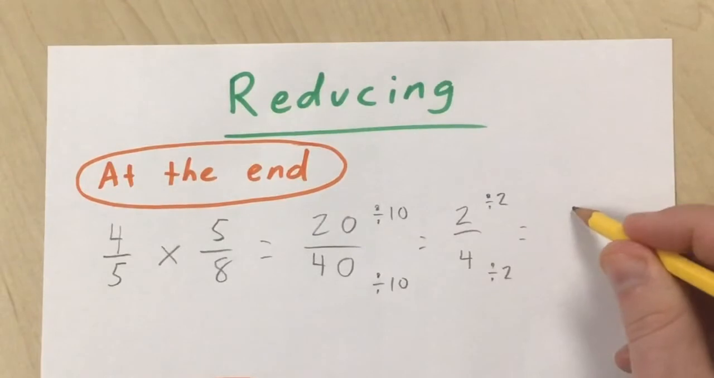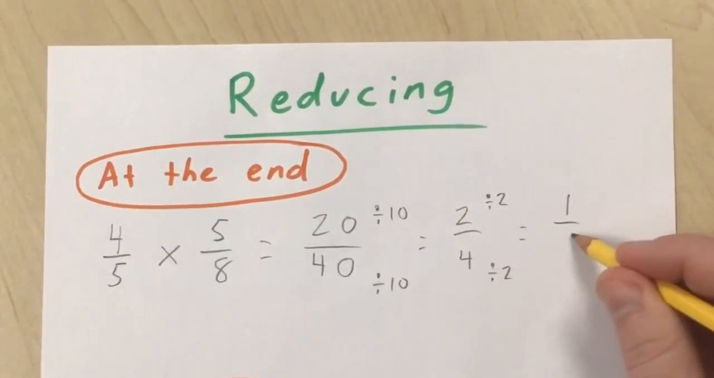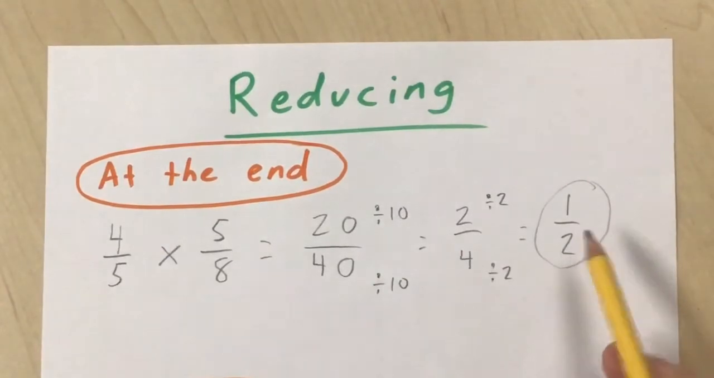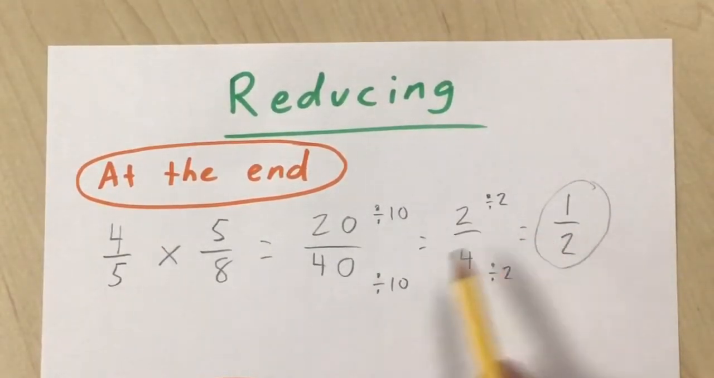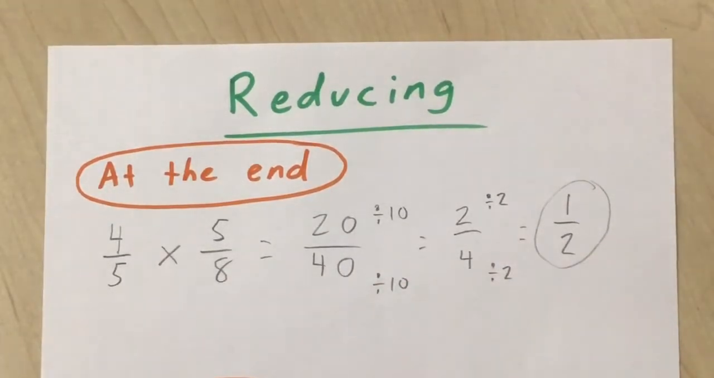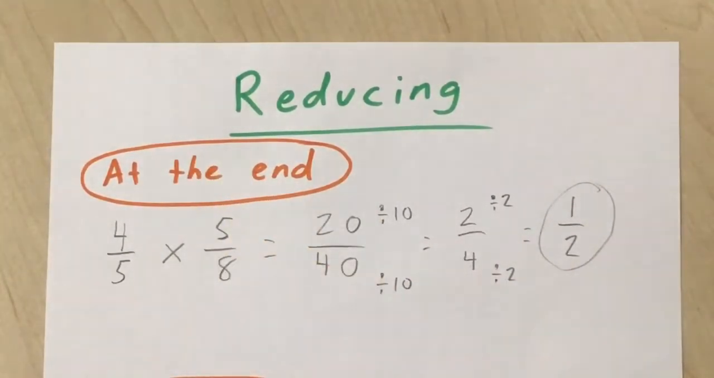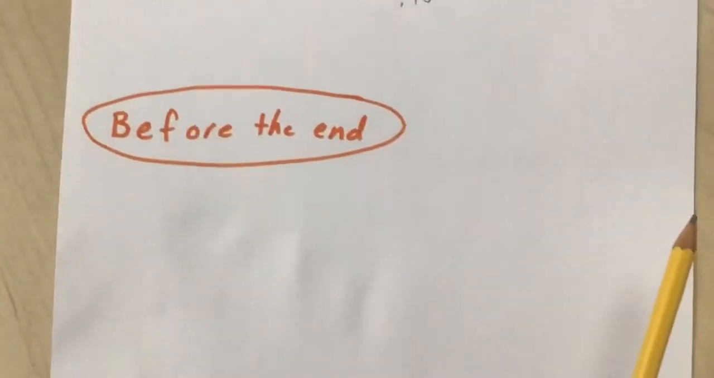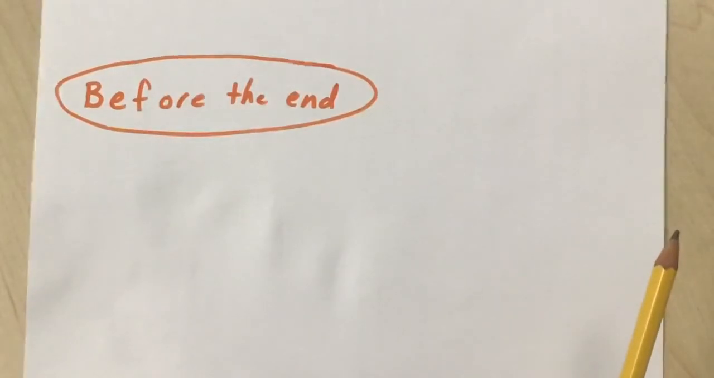2 divided by 2 is 1. 4 divided by 2 is 2. No matter what, you should end with 1/2. If you take the slow route, you'll get there. If you take the fast route, dividing both of these by 20, you'll get there immediately. That is reducing at the end. And I'm here to say, there's an easier way. That rhyme was unintentional. You can actually reduce these fractions before you get to the end.